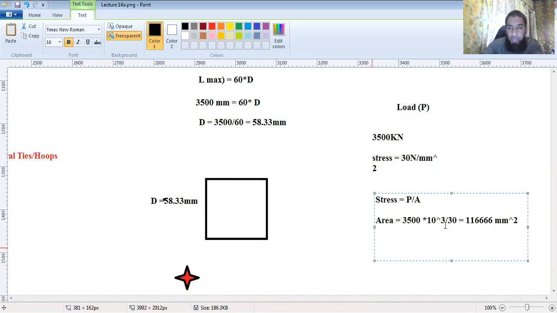If I take a square column, in a square column B, or you can say D into D, both sides would be equal, so the area is as above. Say A is 116666. So how much would D then be? D would be 341.5 mm.